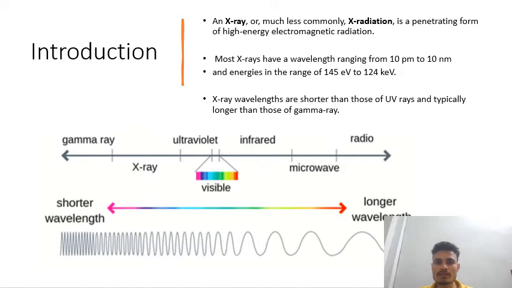X-ray wavelengths are shorter than UV rays and typically longer than gamma rays. Here in the electromagnetic spectrum, we see the X-rays lie between gamma rays and ultraviolet rays.